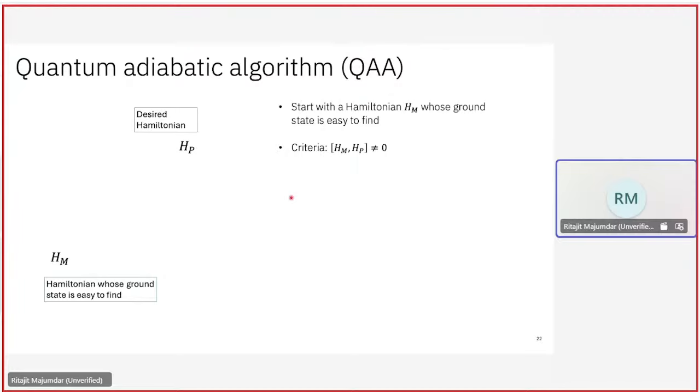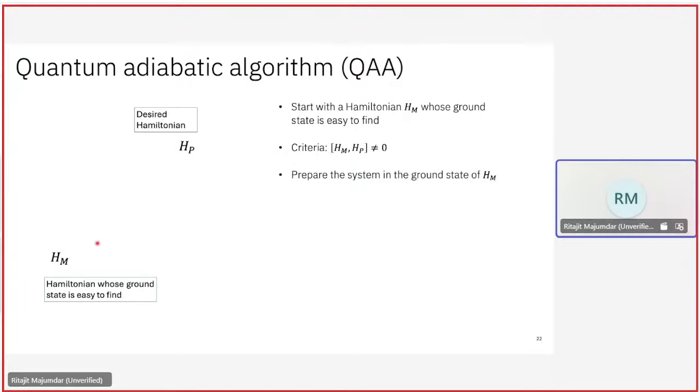There are no other criteria for how you select this Hamiltonian. The only criterion is that HM and HP should not commute with each other. If they commute, there is no phase transition, because they have a joint eigenbasis and all of those things. So they should not commute. Other than that, there is no restriction on how you choose HM. You can choose HM in any way you want, but you want to make it so that the ground state you can find very easily.